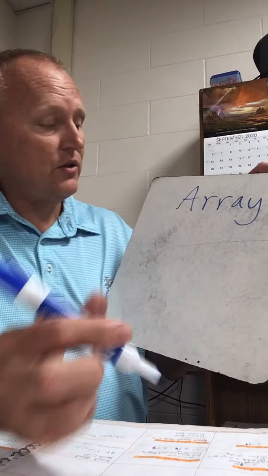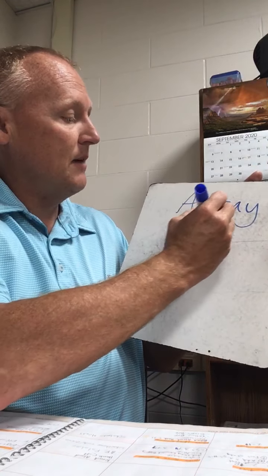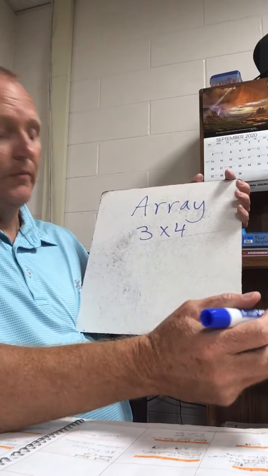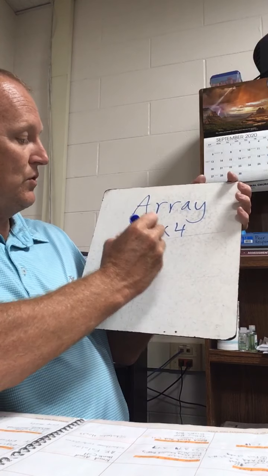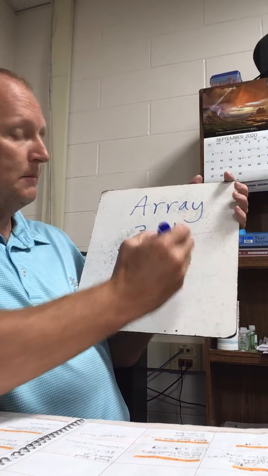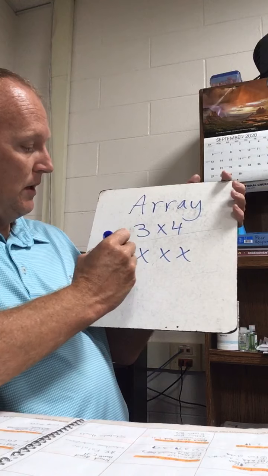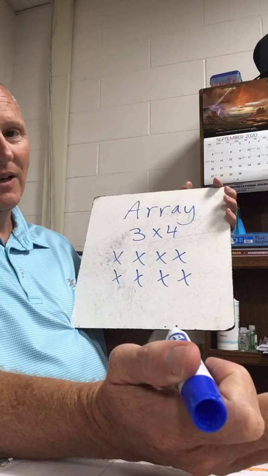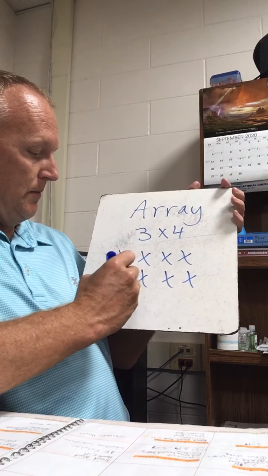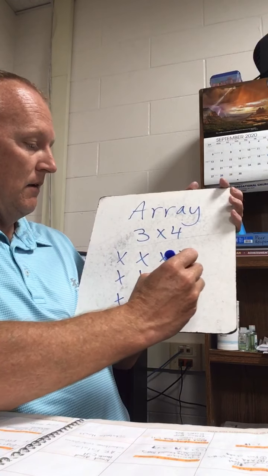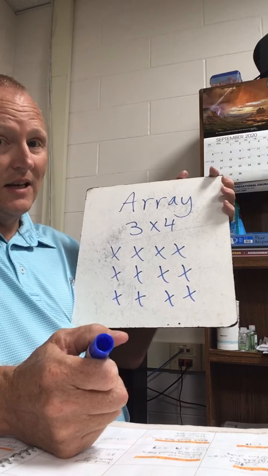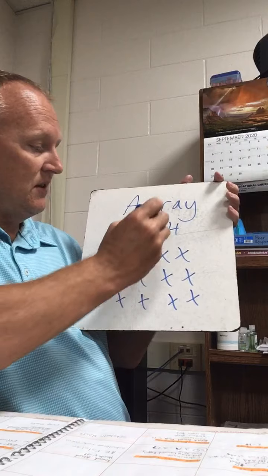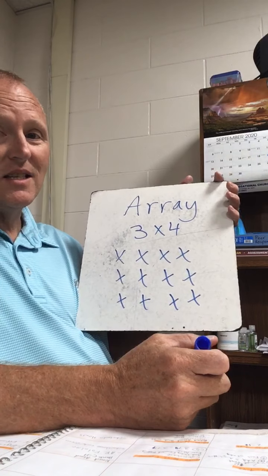So let's say they want us to do an array for 3 times 4. Okay, an array would just be 3 rows of 4. Okay, so you go 1, 2, 3, 4. 1, 2, 3, 4. I like to do X's, they're quick and easy. 1, 2, 3, 4. Now notice how it's nice and organized. Straight rows, straight columns. If you keep it organized, it's easy.